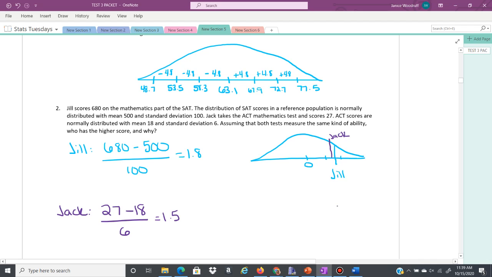So who has the higher score? Jill has the higher score because her z-score is larger. She scored more, okay? She had a higher score than this whole percentage of the population. Jack had a higher score than this whole percentage of the population. Okay, Jill scored higher than a greater percentage.